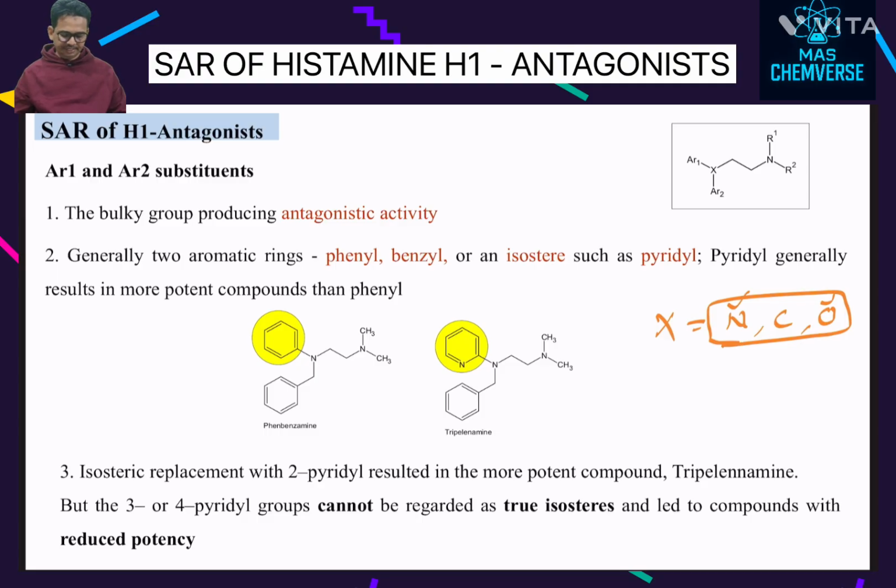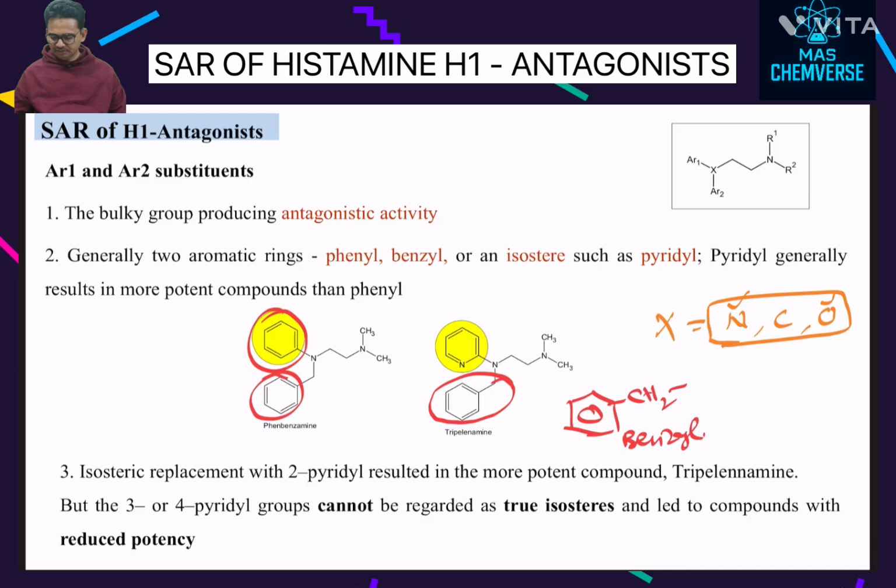We will go for the first one, AR1 and AR2 substituents. In this case you might take either a phenyl ring or a benzyl. This is the phenyl, I marked it with yellow. This is the phenyl, this is also phenyl. This is called the benzyl. Benzyl is nothing but benzene with CH2 linked to nitrogen. That's why this is called benzyl, and this is called phenyl.